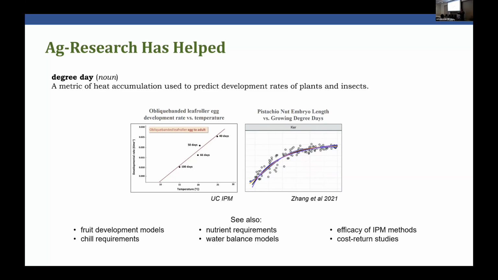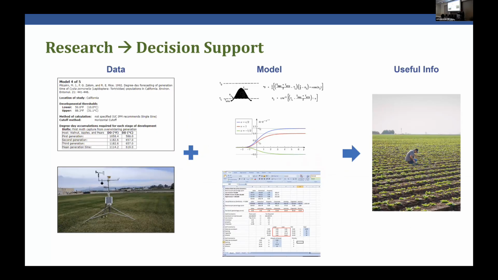It's a metric that represents how much heat the plant has actually been able to use, within a certain time frame and a certain range of temperatures. And if you do that, it becomes an extremely good predictor of both plant and nut development and insect development. And there's many others, but I'm just going to focus on this one.